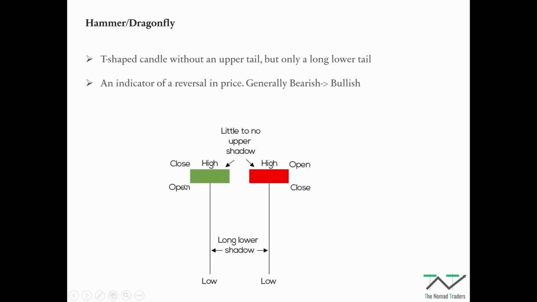Let me explain the rationale behind how this particular candle is formed. The price opens up here, then the sellers push the price all the way to the lowest point, and at the lowest point the buyers step in and they buy and push the price all the way above the opening price, closing it in green. This indicates that the buyers are strong here and the trend is going to reverse to bullish sentiment. The color of this particular body doesn't matter, whether it is green or red.